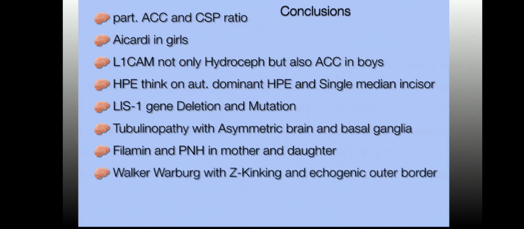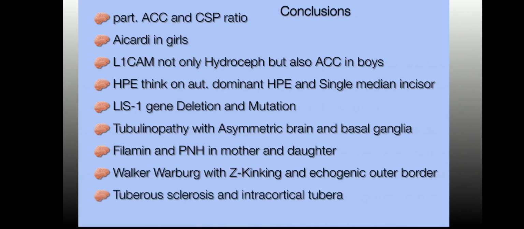For Warburg, you have autosomal recessive. You will have Z kinking and echogenic outer border. But this can show occasionally some abnormality of the brain because of the eyes, also ciliopathy. So you have two different groups to consider, but I did not have time to discuss ciliopathy this morning. And tuberous sclerosis and thanatophoric dysplasia is for you only, so that you can encourage your skill to watch what's going on in the fetus.